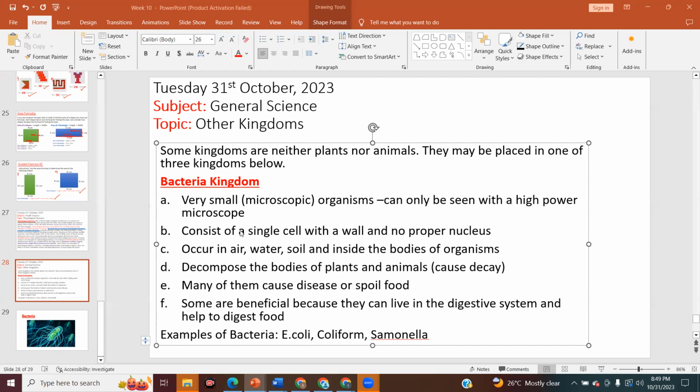Sabria, does a bacteria consist of one cell or many cells? One cell. Korai, is it true or false that bacteria help with spoiling food? Yes, that's true.